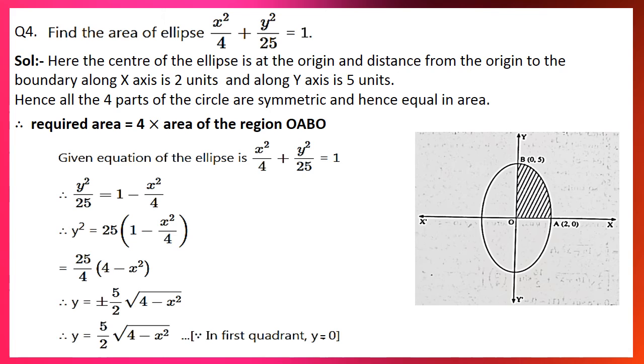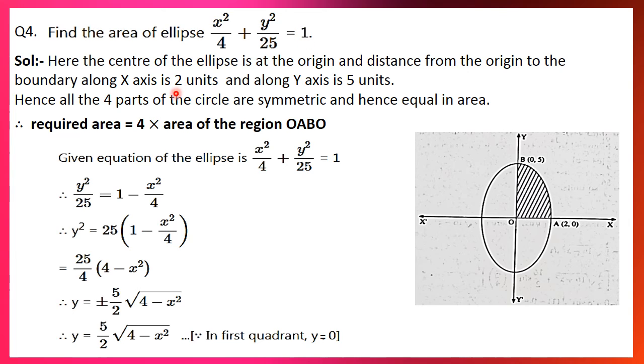Question number 4. Find the area of the ellipse x square upon 4 plus y square upon 25 is equal to 1. Here, the center of the ellipse is at the origin, and the distance from the origin to the boundary along the x-axis is 2 units because it is of the form x square upon a square, that is, a is 2. And along the y-axis, the distance is 5 units as y square upon 5 square form, which is equal to 1.